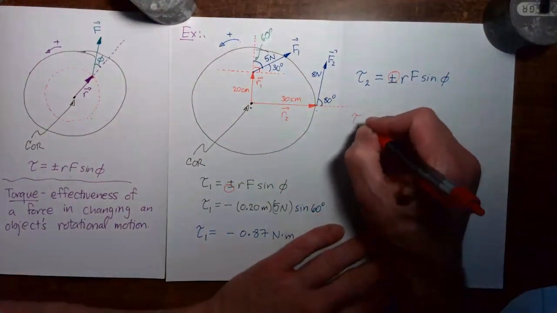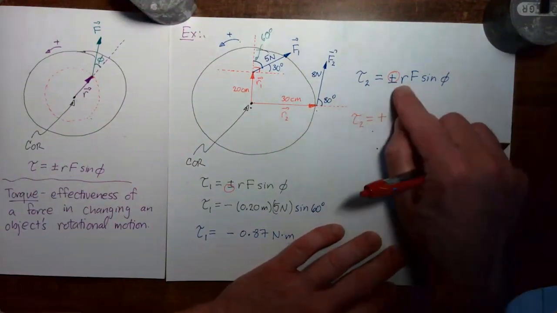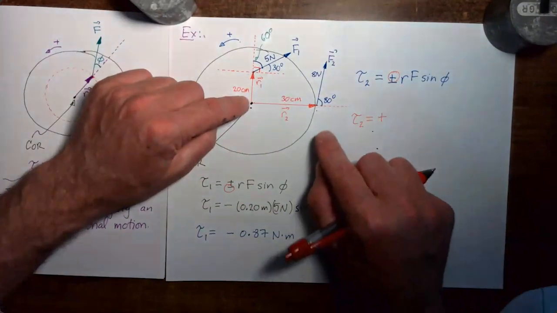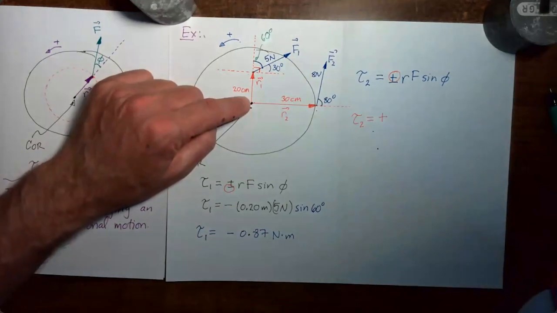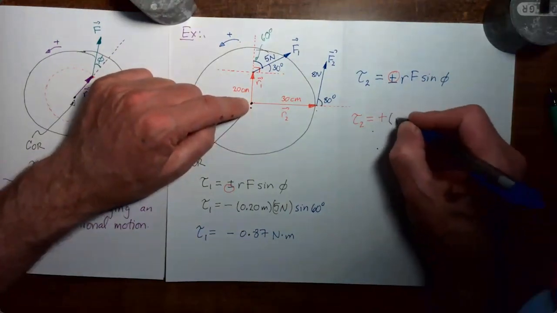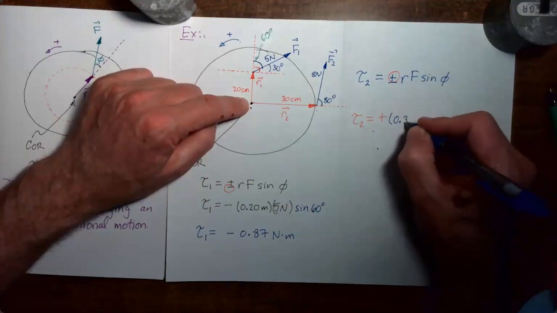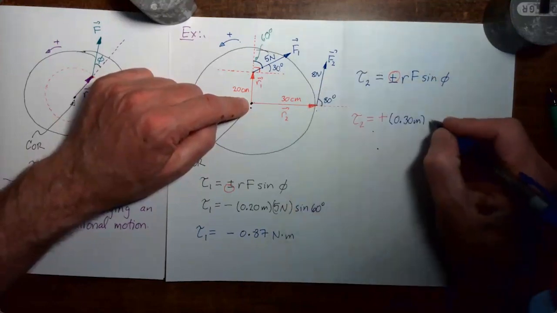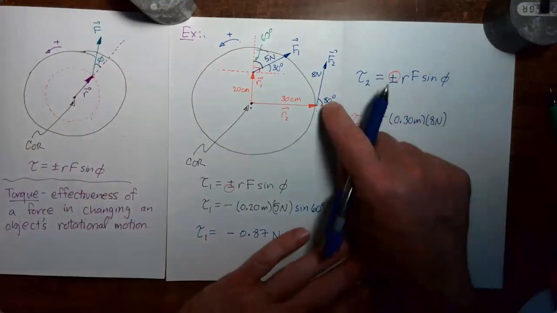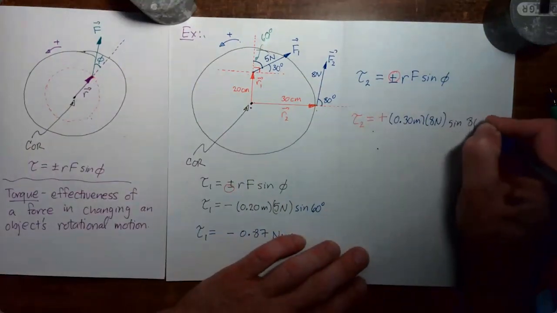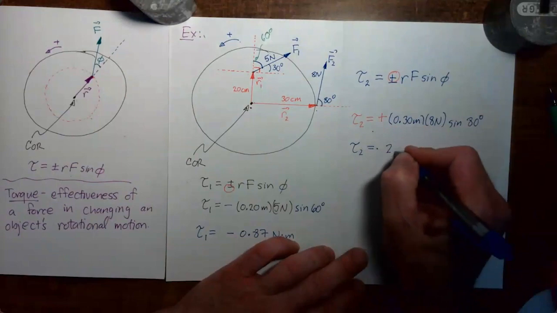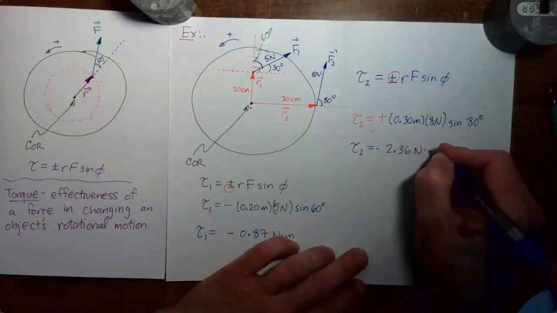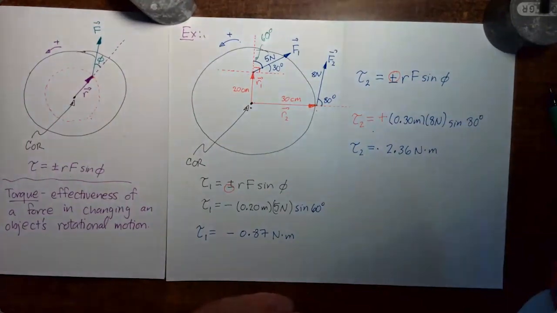Now let's finish the calculation. Torque 2 would then be plus. Then that R here would be the distance from the center of rotation to the point where the force acts. That's 30 centimeters. But I'm going to convert that to meters. So 0.30 meters. Then the magnitude of the force, 8 newtons. And then we have sine of 80. So we get torque 2 equals 2.36 Newton meters. So now we've had our first experience calculating the torques associated with forces.